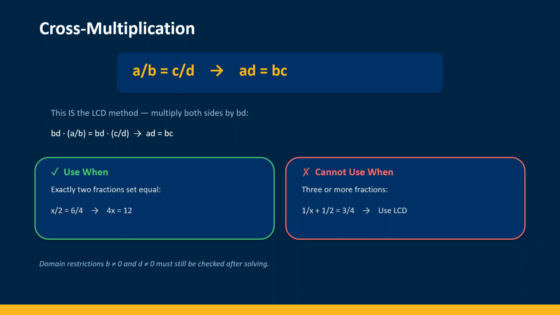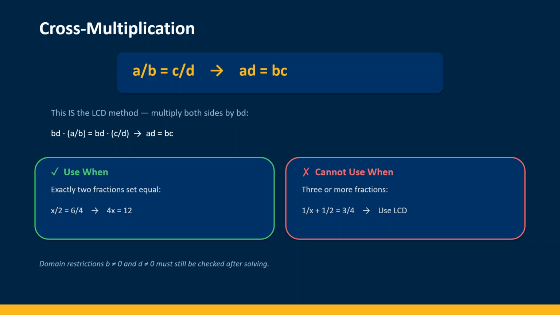The critical limitation of cross-multiplication is its scope. It applies exclusively when the equation consists of exactly 2 rational expressions set equal to each other. If the equation contains 3 or more fractions, such as 1/x + 1/2 = 3/4, cross-multiplication cannot be applied directly. Attempting to do so is a common source of error among students who have internalized the shortcut without understanding its derivation. In such cases, one must revert to the full least common denominator procedure described on the previous slide.